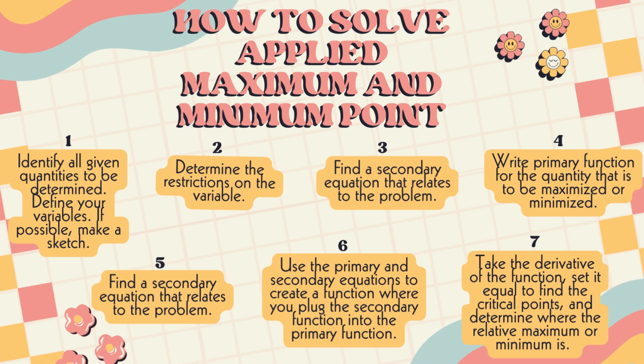Fifth, find a secondary equation that relates to the problem. Sixth, use the primary and secondary equations to create a function where you plug the secondary function into the primary function. And the last thing, we need to take the derivative of the function and set it equal to zero to find the critical points and determine where the relative maximum or minimum is.